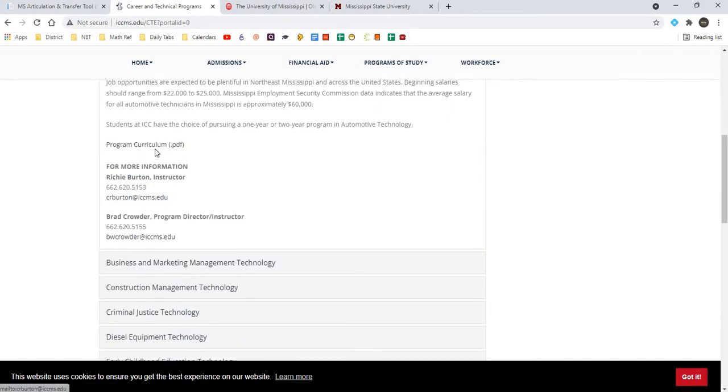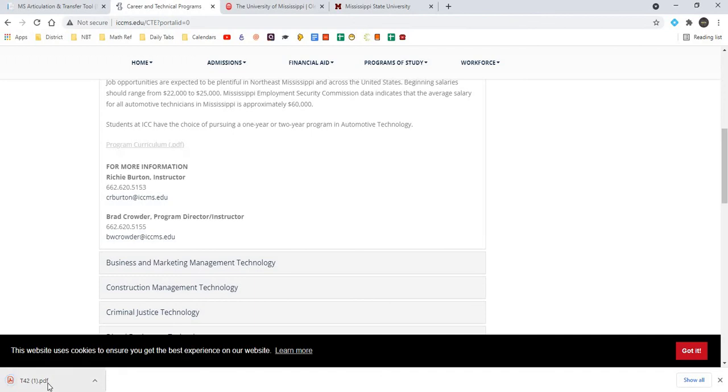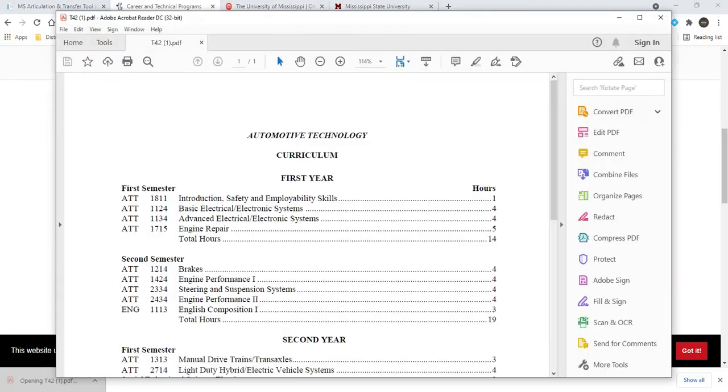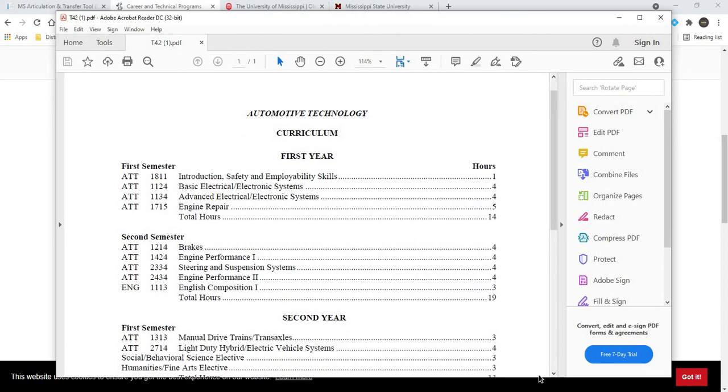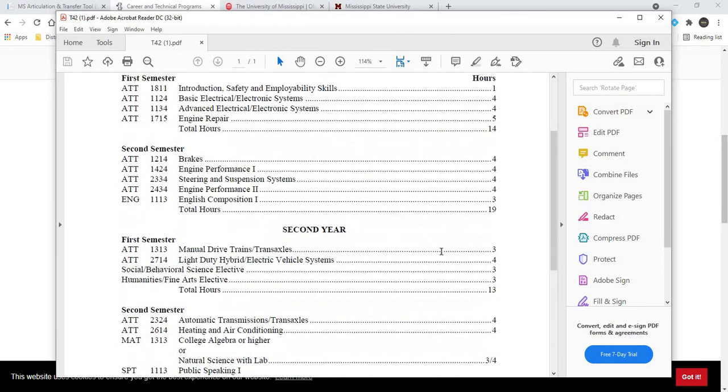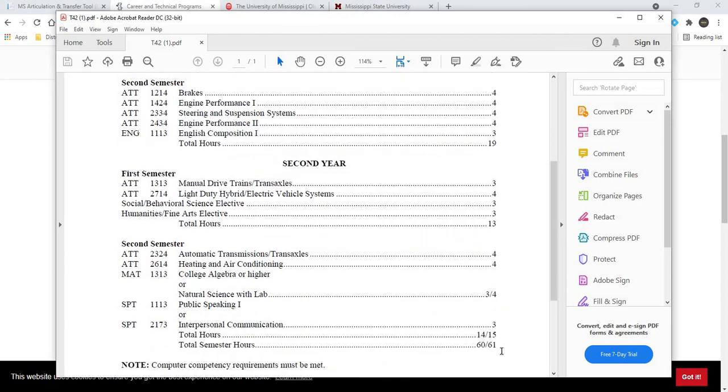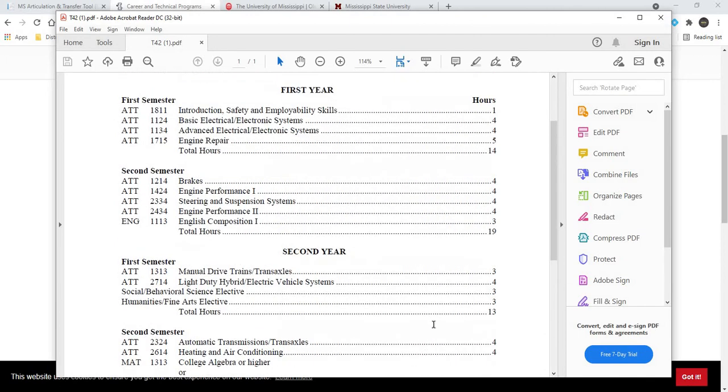So we click on it, and right here you can see the program curriculum. It downloads as a PDF, which we can open. And you can see here it tells you what you should take first semester. So you'll have 14 hours first semester, 19 second, 13 the first semester of your second year, and then 14 to 15 hours your second semester of your second year. Now, some of these you can move around, but if you have courses that are 1 and 2, you have to do them in order.